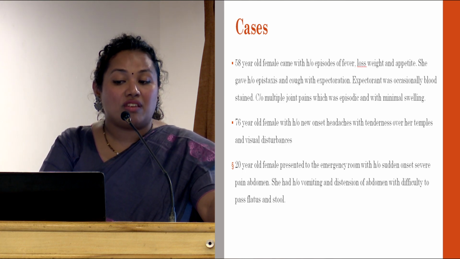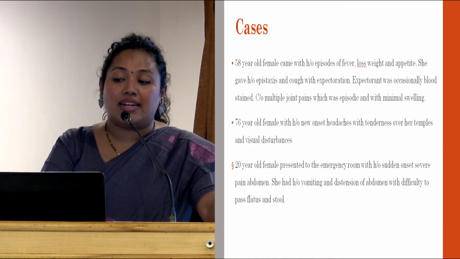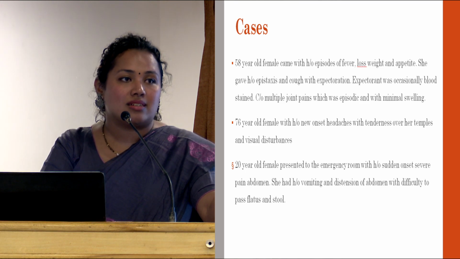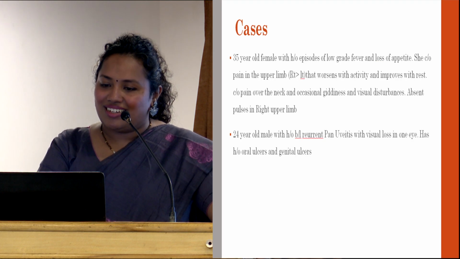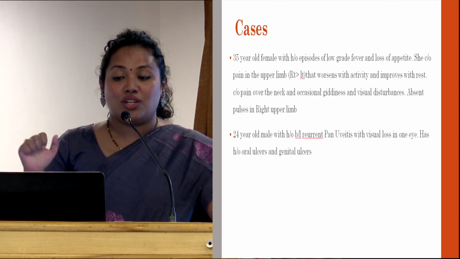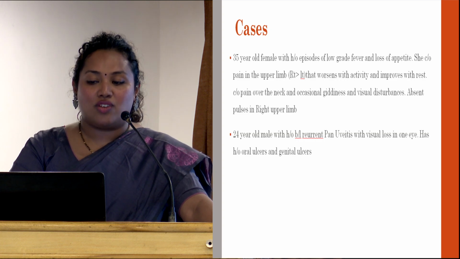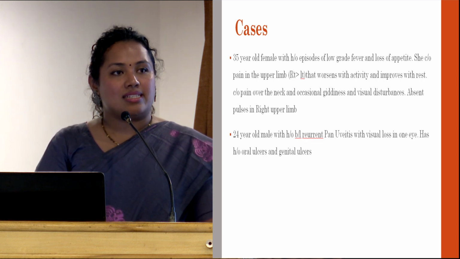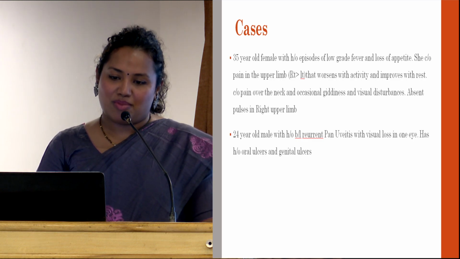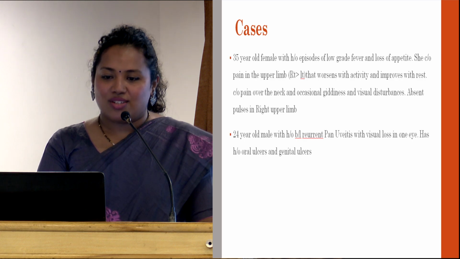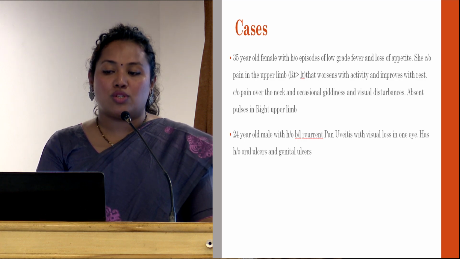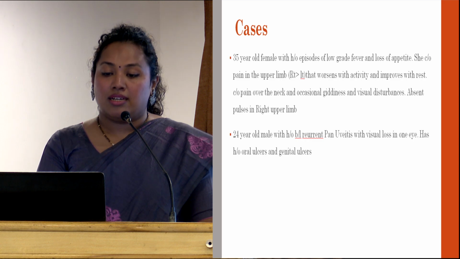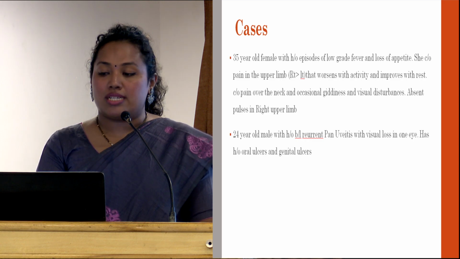Okay, 76-year-old female with history of new onset headache with tenderness over the temples and visual disturbances. Okay, 24-year-old male with bilateral recurrent panuveitis with visual loss in one eye. Has history of oral ulcers and genital ulcers occasionally. Behçet's. Okay. So, 35-year-old female with history of episodes of low-grade fever, loss of appetite, complains of pain in the upper limb, right more than the left, that worsens with activity and improves with rest, pain over the neck and occasional giddiness with visual disturbances.